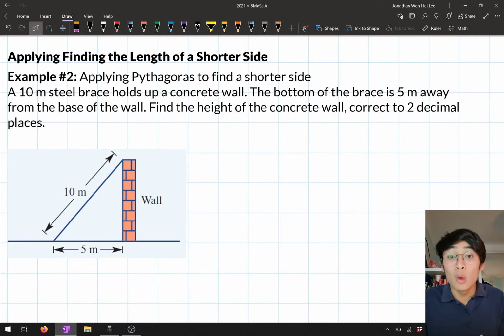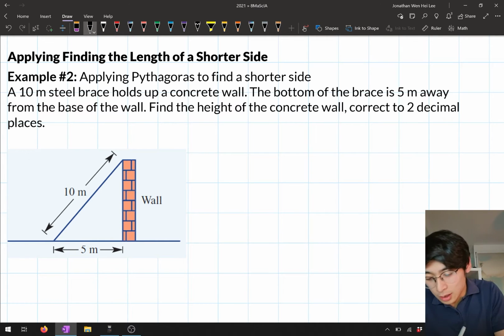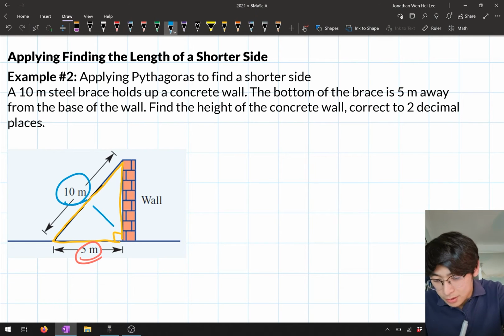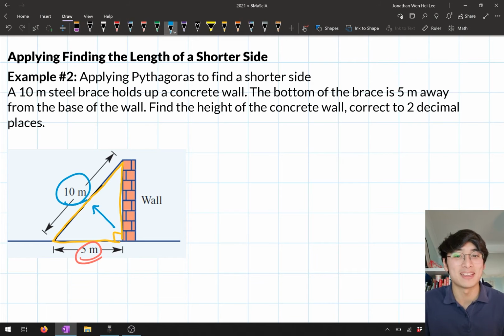So if you have a look here, we've actually got another right angle triangle, just like we had in that example from last lesson. Here we've got this right angle triangle. Let me draw it in yellow. That looks like this. And if you have a look at the sides I have, I've got this 5 meter side, which is one of my short lengths. And I've also got this 10 meters, which is opposite my right angle. This 10 meters is my hypotenuse. And so if I want to find the height of the wall, that's a shorter side, so I need to apply the Pythagoras theorem like we were doing in this lesson.